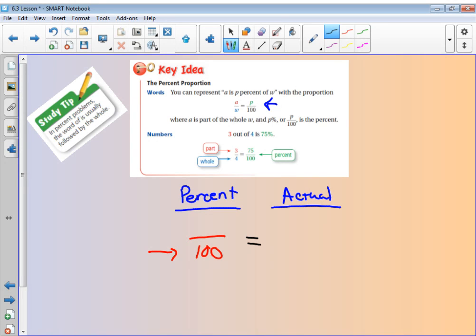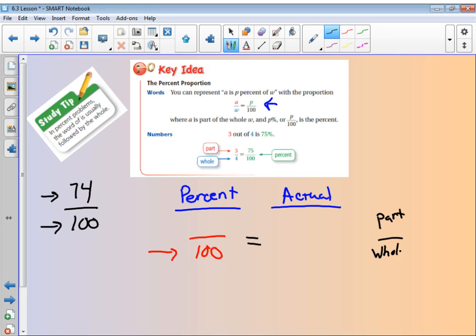If you were to take a test, for example, a 100 question test, and you got 74 out of 100, understand that your 74, or the percent that you're given, is your part, and your 100 is your whole number of questions. Your actual numbers are the same thing. You have your part as your top number and your whole as your bottom number.